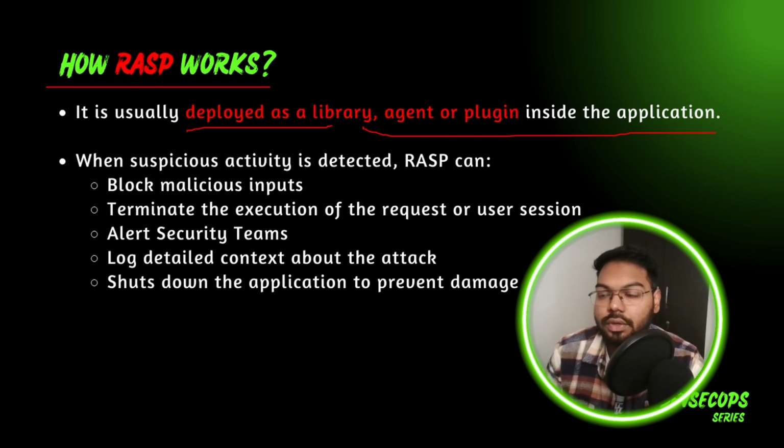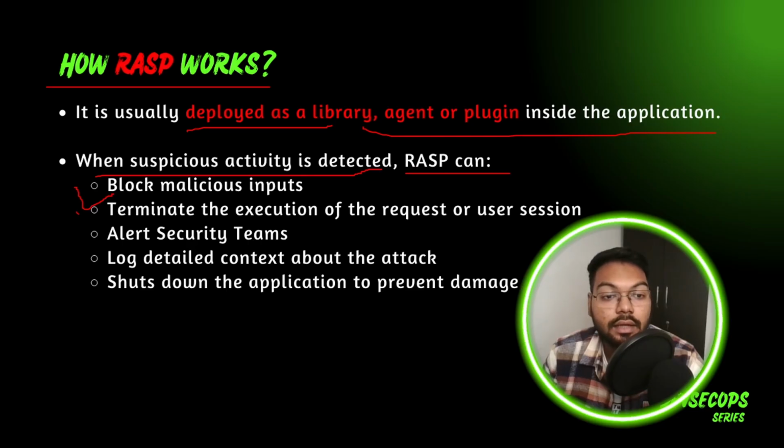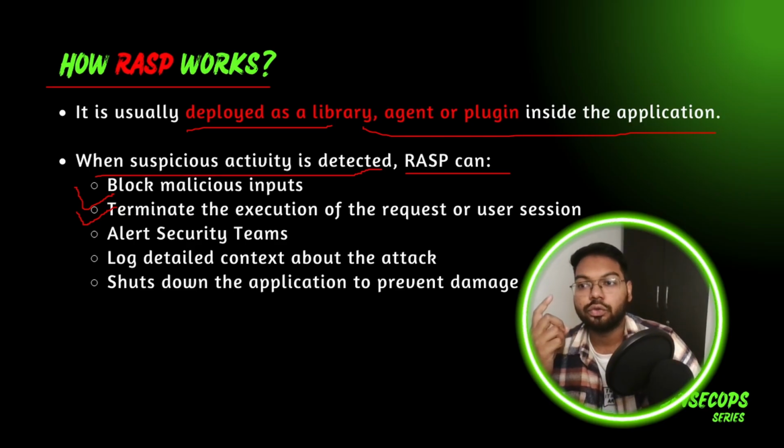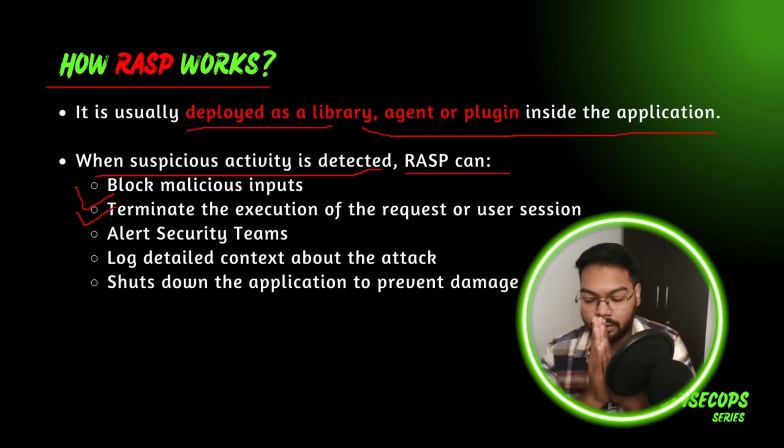So there are two ways usually to do these things. Then when suspicious activity is detected, RASP can do the following things. It can block malicious inputs. It can terminate the execution of the request or the user session. So see, if someone tries to attack you, it could directly cut off the request.